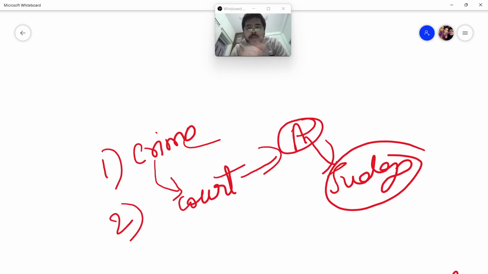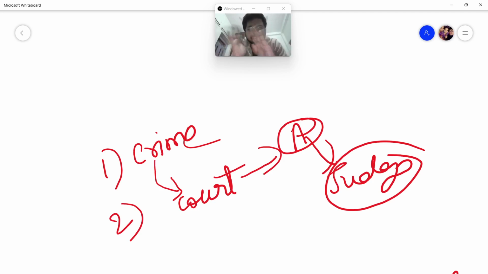Even if you remember the Nirbhaya case that happened, one convicted person was less than 18 years of age, and due to that, he was not given the death penalty. But after that the law changed, so that if a heinous crime is committed by someone even less than 18 years of age, they could be hanged, that death punishment could be given. Okay, so that's another case.